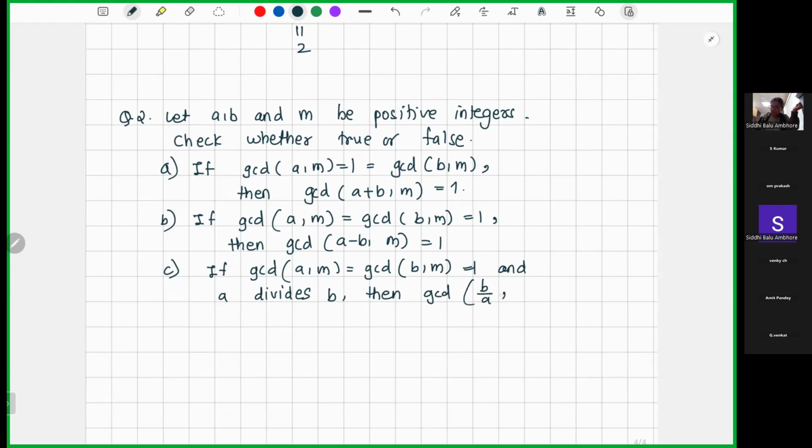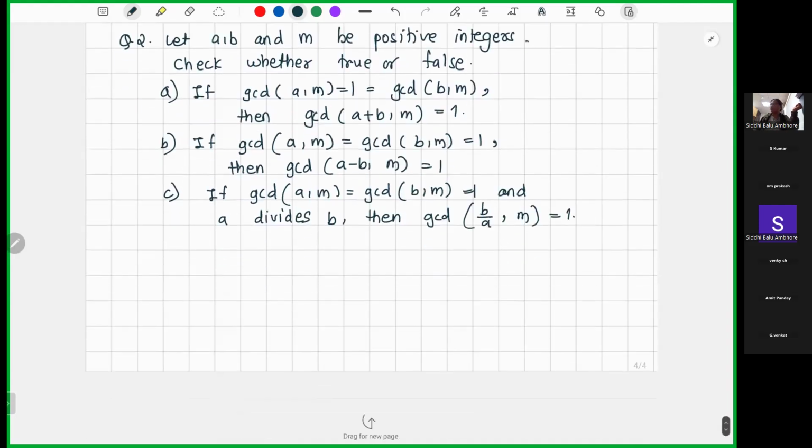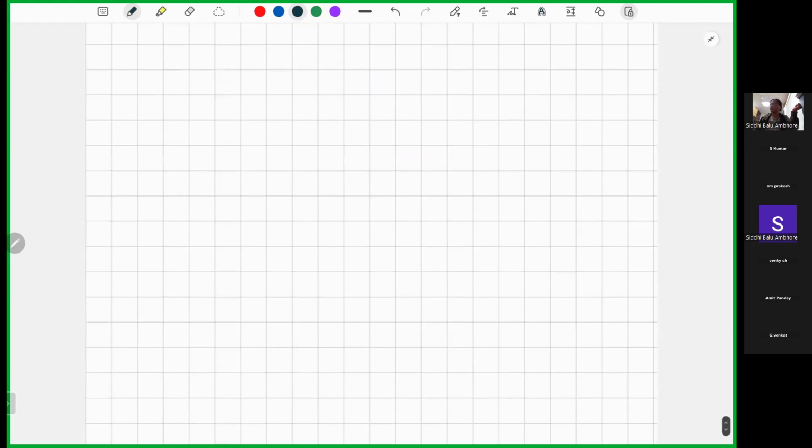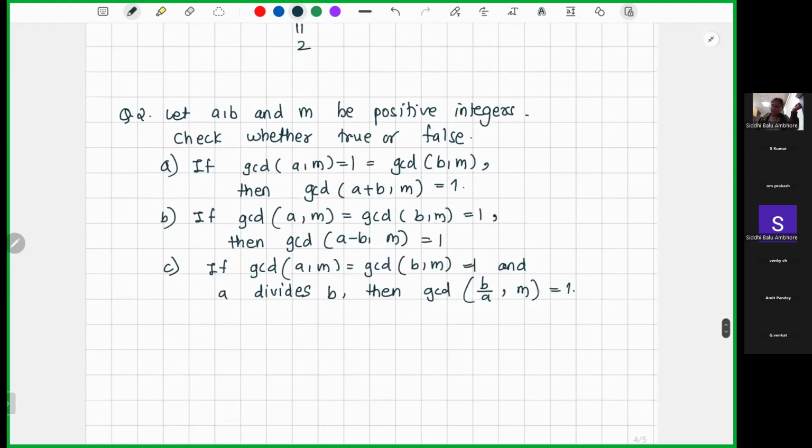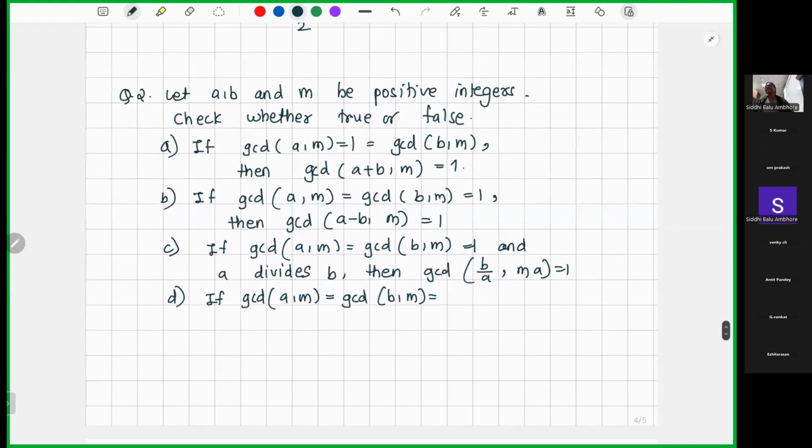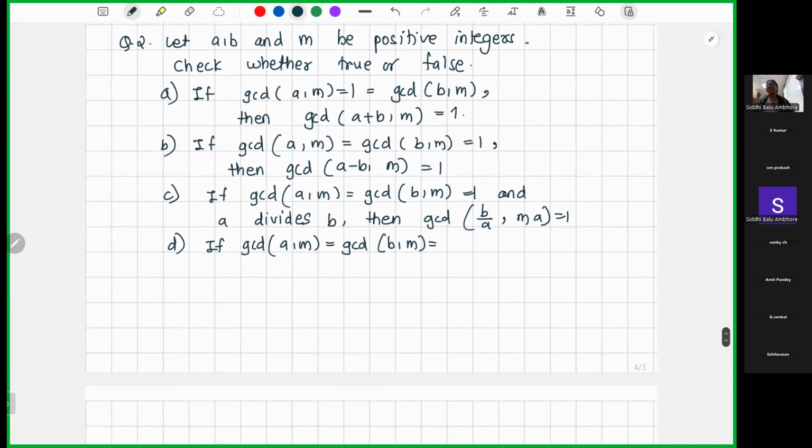GCD of B by A comma M. MA. Yes, exactly. Those are the exact numbers which I had prepared.